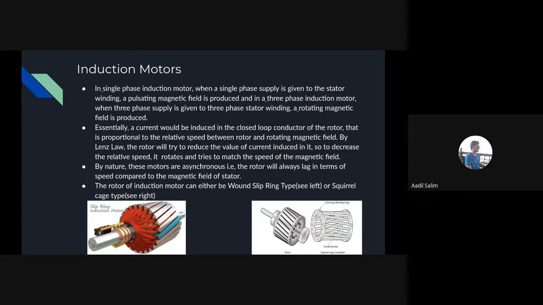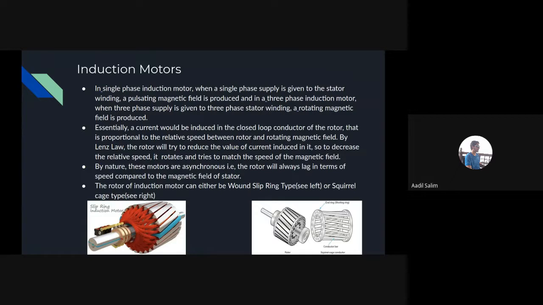By nature, these motors are asynchronous. What does asynchronous mean? No matter what we do, the rotor will never have a speed equal to or greater than the magnetic field rotation speed.